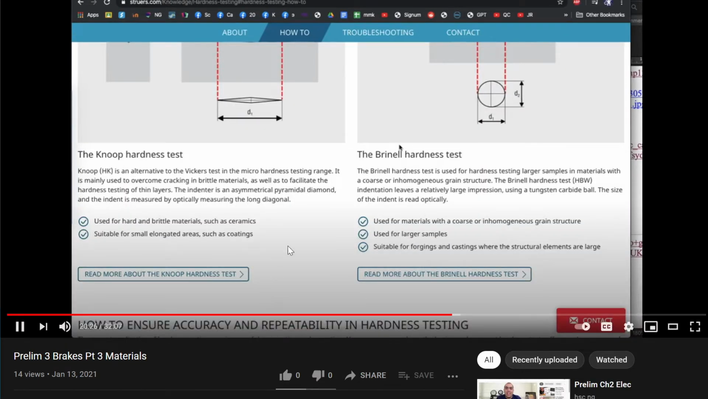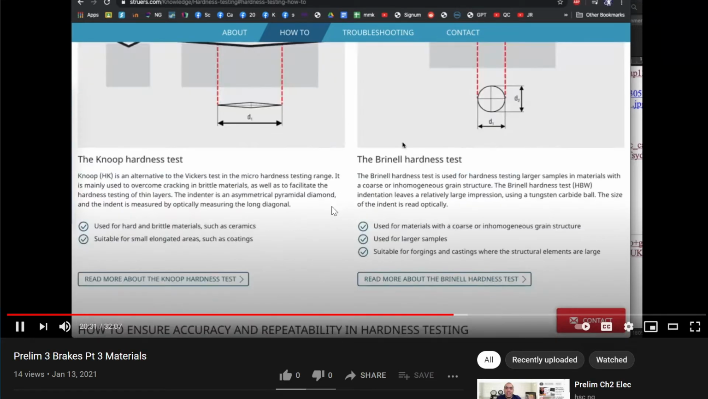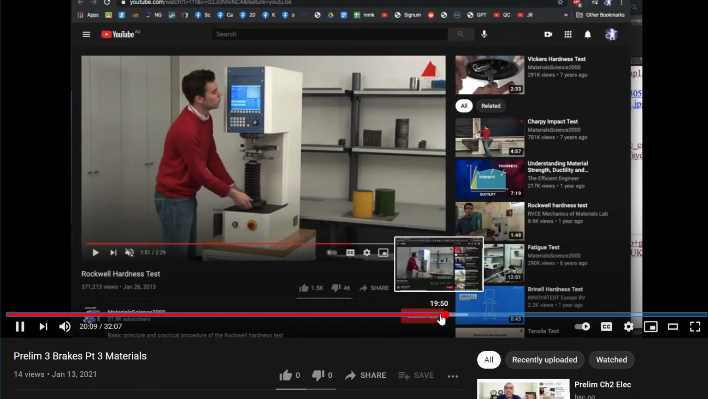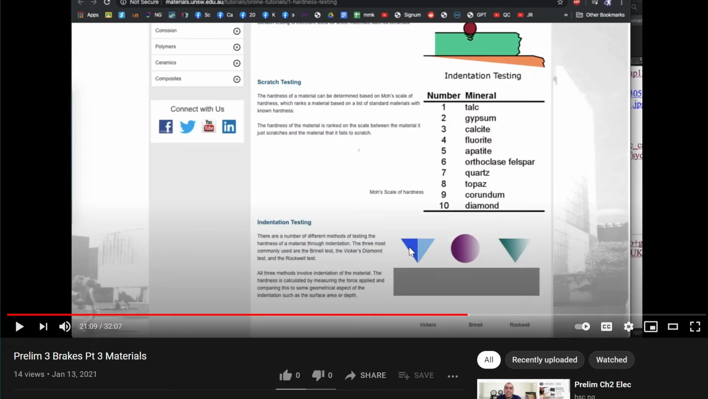Well, there's different kinds, so they show the different applications. Vickers is pyramid shaped, Brinell is ball shaped. Rockwell we use because it doesn't leave a big mark, so we can use it on a finished product. Here's the comparison picture I'm looking for: Vickers is pyramid shaped, Brinell is ball shaped.